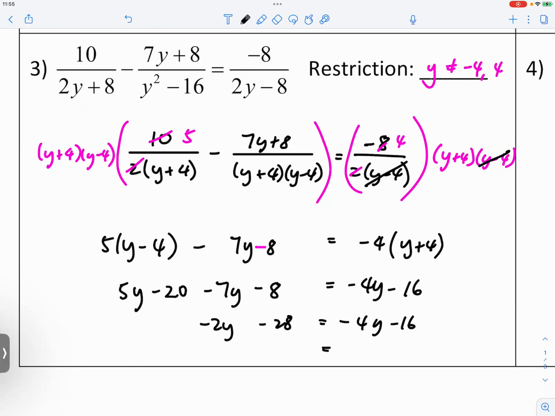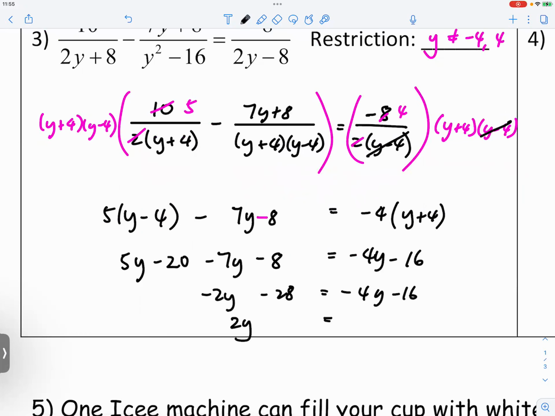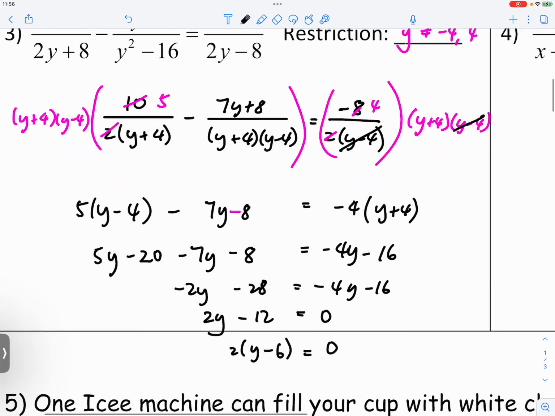I'm going to add 4y to the left-hand side, on both sides, actually. So we get 2y on the left. And then what would it be? Add 16, so we got 12. It's equal to 0. So you factor out a 2. So y minus 6, okay. 2 times y minus 6 is equal to 0. So y minus 6 is equal to 0. y is equal to 6.